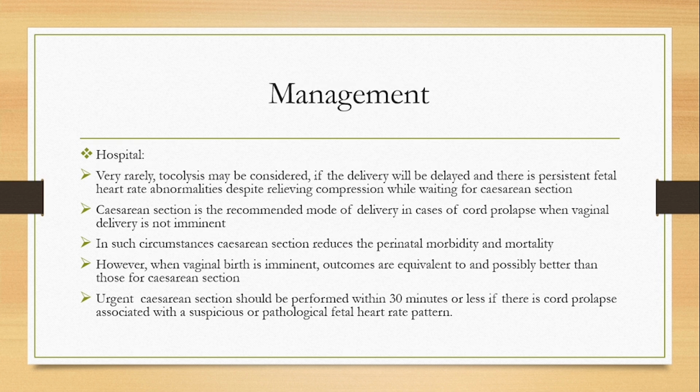Now, further hospital management includes the use of tocolysis, and this is rarely done, though some have advocated for it because if a cesarean section or transfer to the hospital is going to be delayed, tocolysis can be applied. But there's no point waiting. Once there's cord prolapse and it's happening in the hospital, within 30 minutes, such delivery should be conducted. Now, cesarean section reduces perinatal mortality and morbidity.